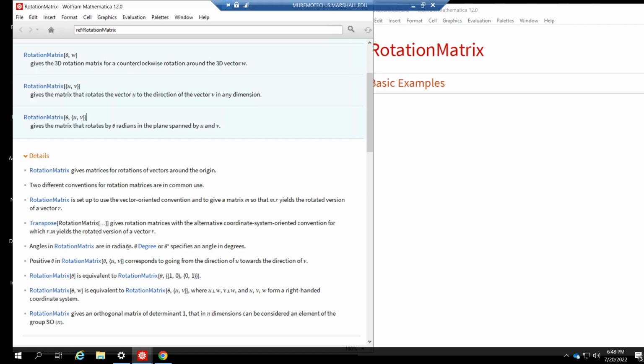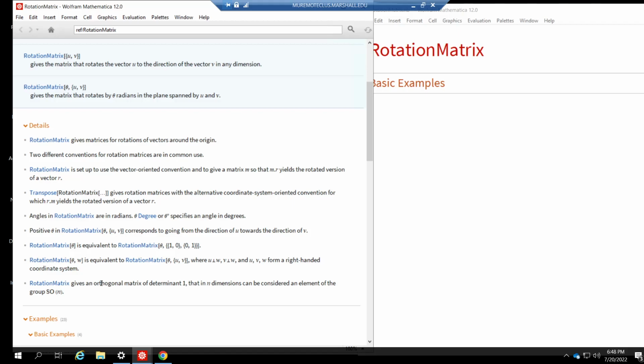Angles in RotationMatrix are expressed in radians. Theta Degree, or theta with the degree symbol, specifies an angle in degrees. Positive theta in RotationMatrix[theta, {u, v}] corresponds to going from the direction u towards the direction of v. RotationMatrix[theta] is equivalent to RotationMatrix[theta, {{1, 0}, {0, 1}}]. RotationMatrix[theta, w] is equivalent to RotationMatrix[theta, {u, v}], where u is perpendicular to w, v is perpendicular to w, and u, v, w form a right-handed coordinate system.